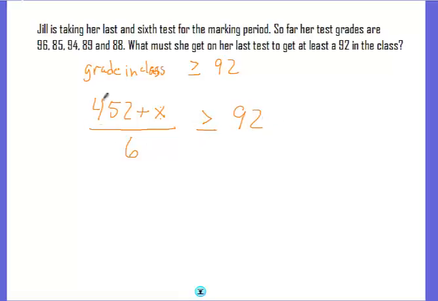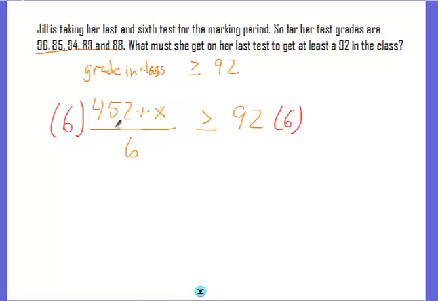All right, this here is just the grade in your class. You add up all the test grades, divide by 6. When you add these 5 up, you get 452. Well, you must add x because we don't know what she got on her last test. And again, you just solve this inequality like you do every other inequality.